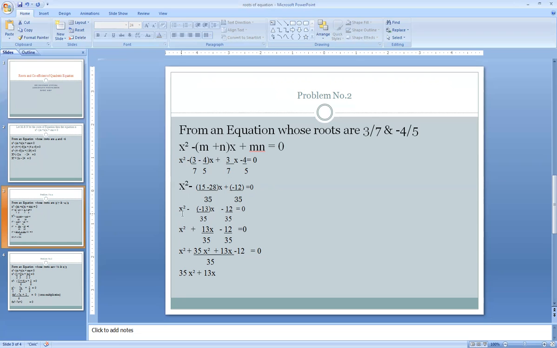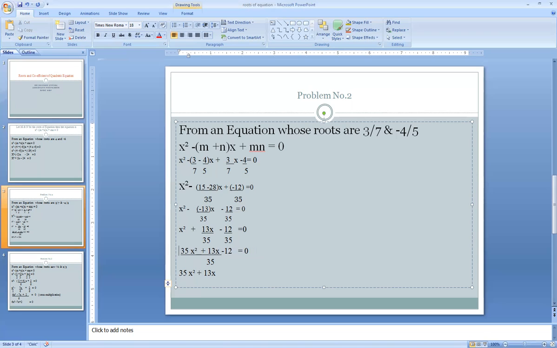Now the value is going to become x square. This minus into minus becomes plus, 13 into x is 13x divided by 35 minus 12 by 35 equals 0. Now what we can do here is take the LCM for 35 and 1. The number here is 1. So let us take the LCM here. So for 35 and 1, the LCM is 35.